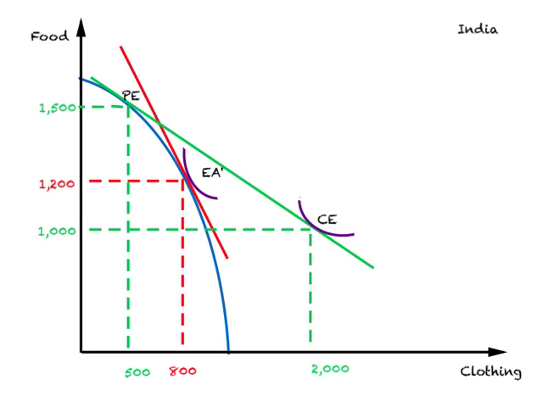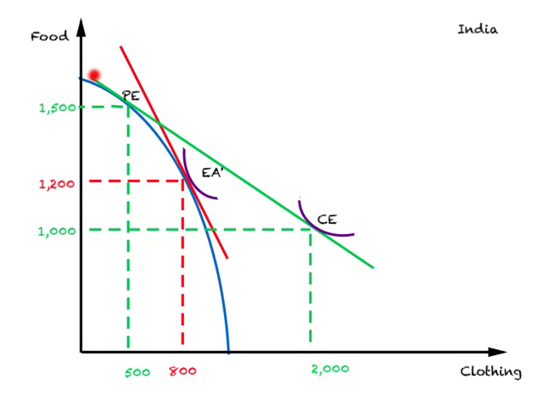So let us show the same thing in terms of this diagram. This green world price line is tangent to the PPC at this point PE, which we call production equilibrium, and this is where Indians must be producing. How much clothing do they produce? Just take this point to the horizontal axis, and we know 500 units of clothing will be produced in India. What about food? Take this point to the vertical axis, and we know 1500 units of food must be produced in India.